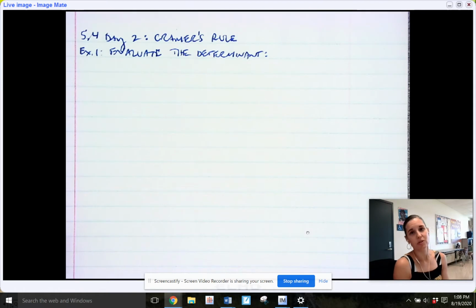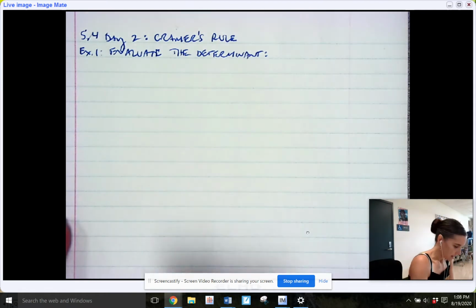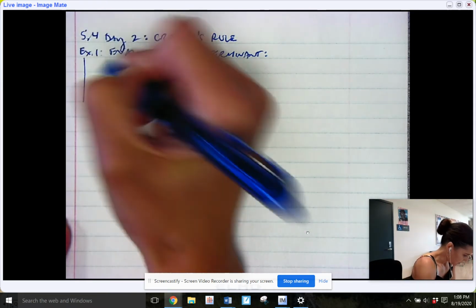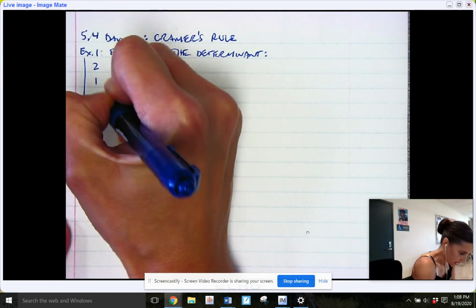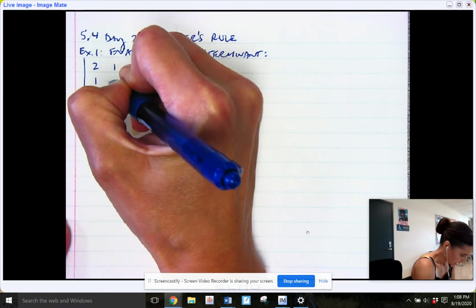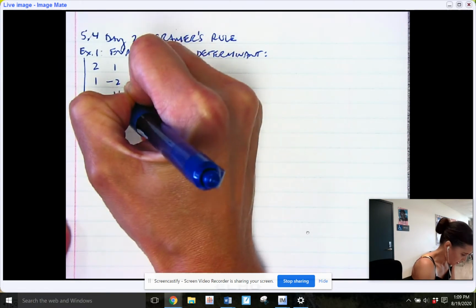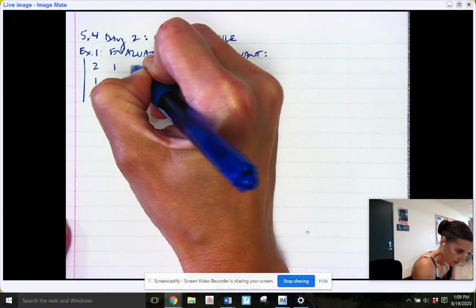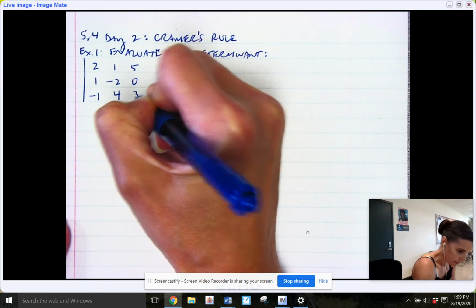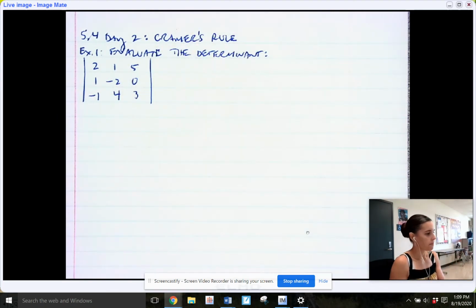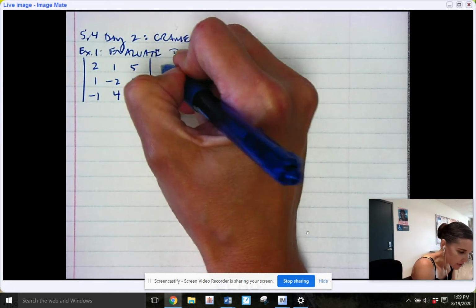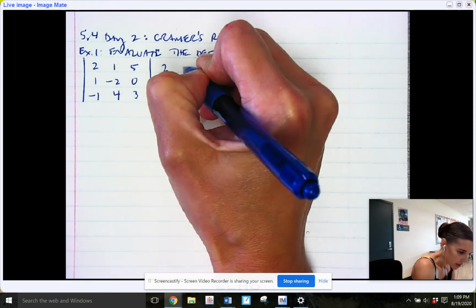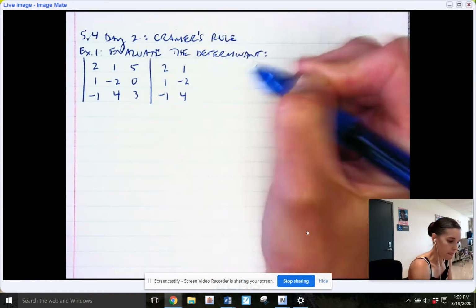And we'll do one Cramer's rule example, and then you'll just have time to work. So say I were to give you, let's say 2, 1, negative 1. Let's say 1, negative 2, 4. And let's say 5, 0, 3. If you remember, your first step in evaluating a 3 by 3 determinant is to rewrite the first two columns. So you've got 2, 1, negative 1, and 1, negative 2, 4.